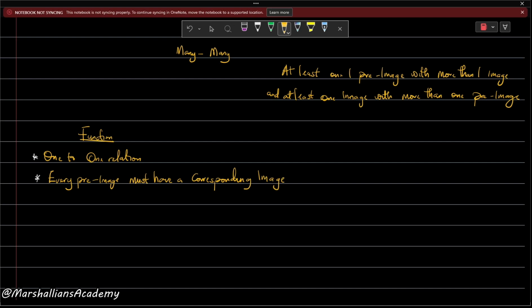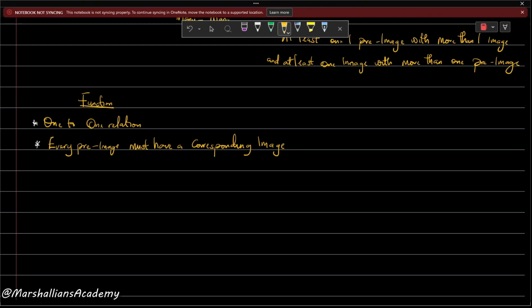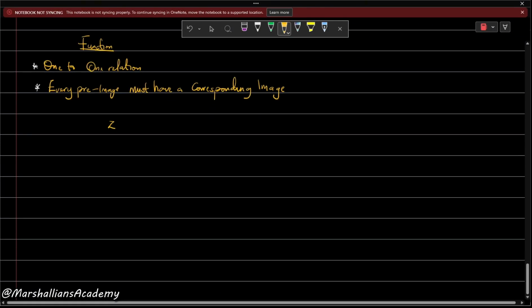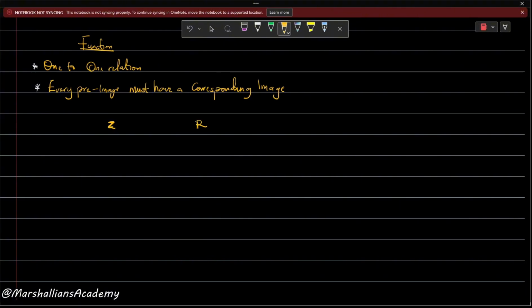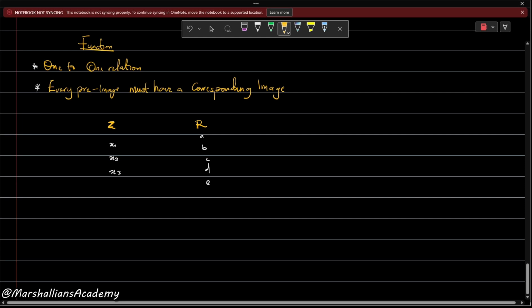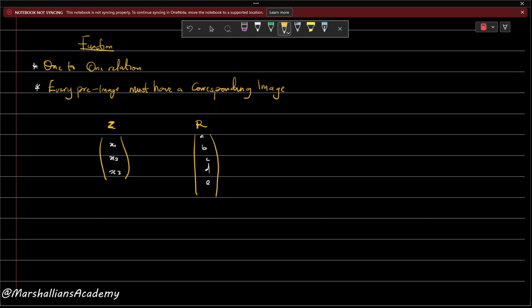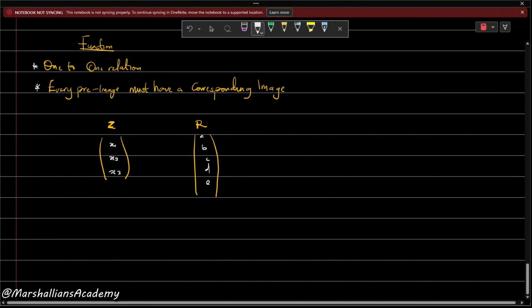Now let's put a function into a map so it becomes easier to visualize. When does a relation become a function? Let's say we have set Z and another set R, and let's take elements of set Z: x1, x2, x3, and elements of R: A, B, C, D, E. Following the conditions of a function, for the relation between Z and R to be a function, it must look like this.